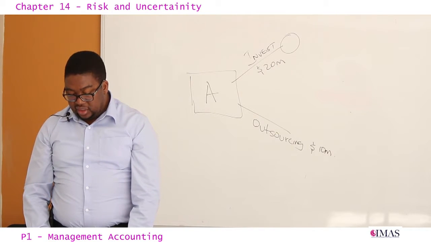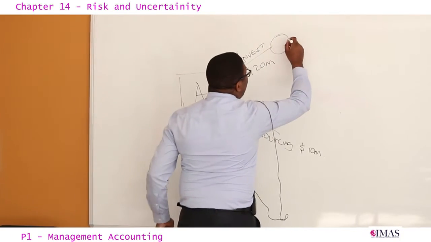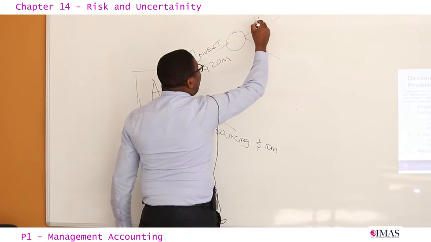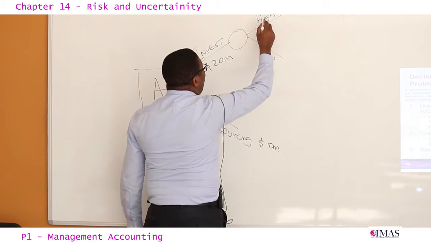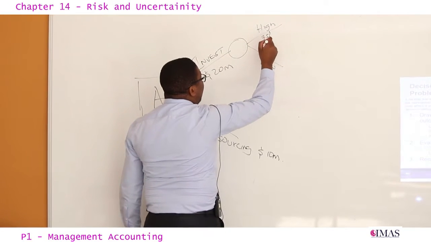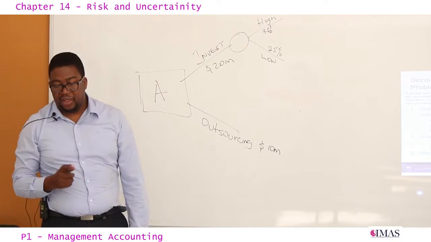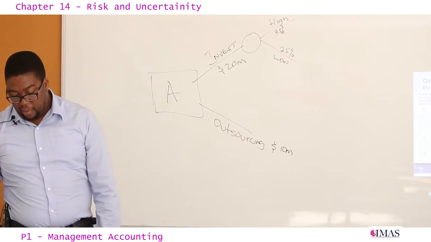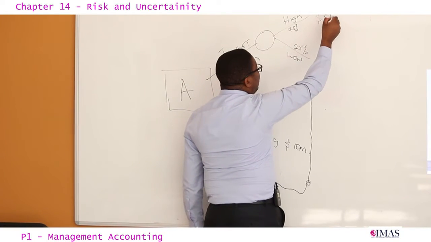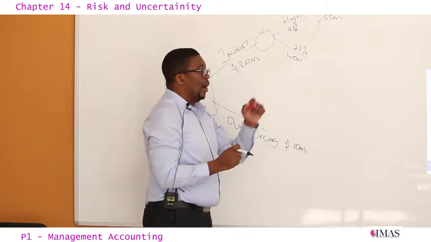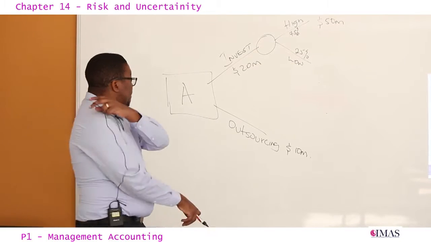there is a probability that we can have a high outcome or a low outcome. For further, we go this way: high or low outcome. And the probability of having a high outcome is 75%, and obviously 25% here. Therefore, if we have a high outcome, our profit will be 50 million. But if we have a low outcome, our profit will be 8 million.